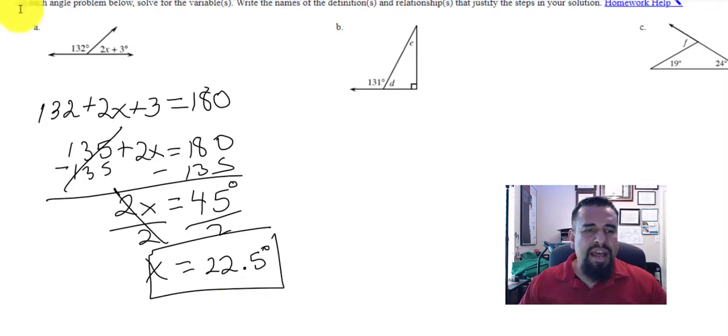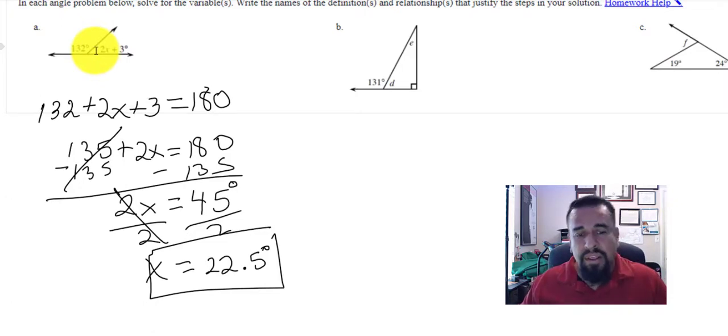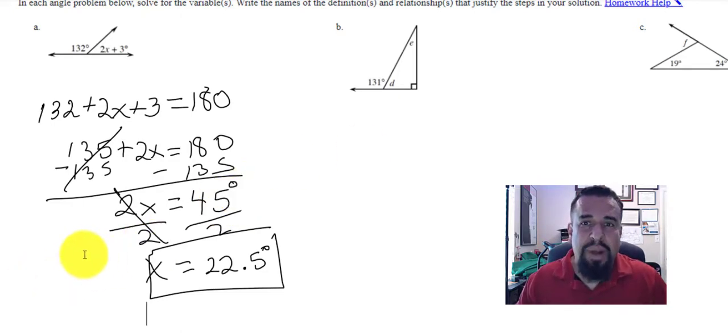Okay? So if I went back to the first one, and if they had more than one x or another angle with an x, then I can just plug in the 22.5 and solve for something else. But at this point, we're done. That's all they wanted from us out of this problem. All right, let's take a look at the second one here.